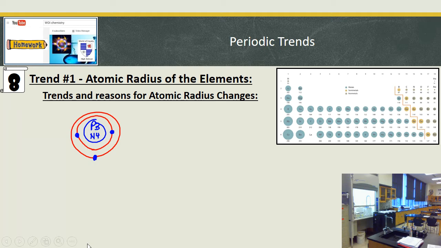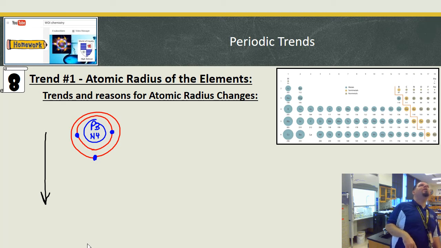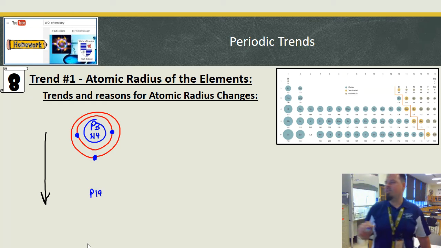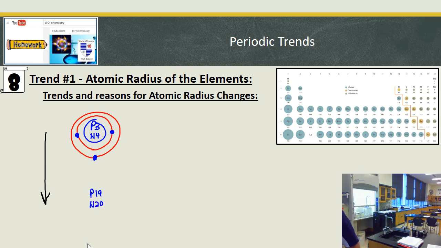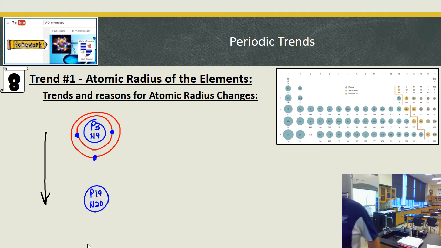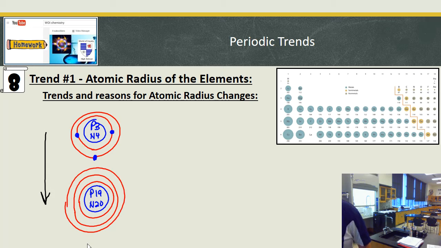So now when I go down the group, let me pick one, let's do potassium, which is K. Potassium is element 19, so it's going to have 19 protons. And its mass is 39, so it's going to have 20 neutrons. Okay, and then I need energy levels. So potassium is a 2, 8, 8, 1.